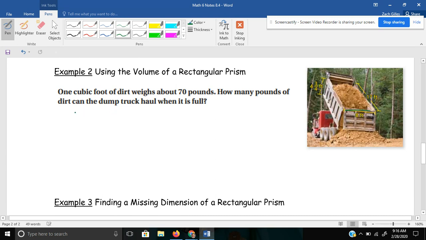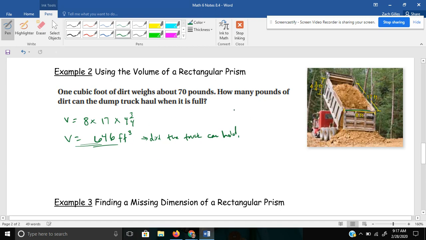Okay, length is 8 times width is 17 times our height 4 3/4. What do I get when I multiply those? Hopefully you come up with 646, and that would be cubic feet. That's how much dirt my dump truck can hold. Okay, I'm going to write that down. Dirt the truck can hold.